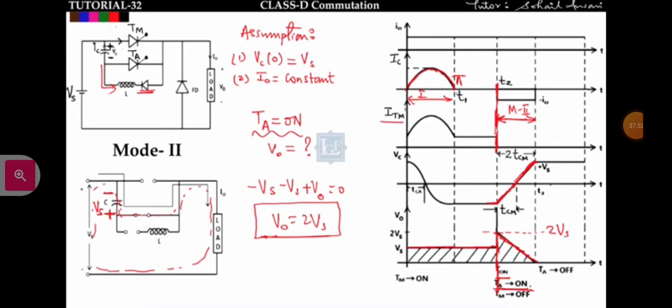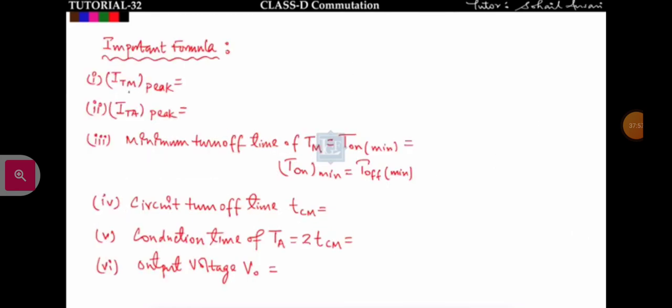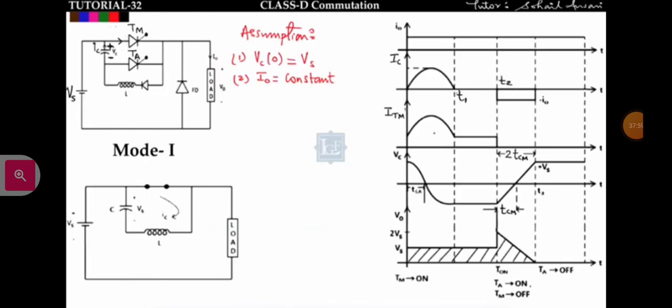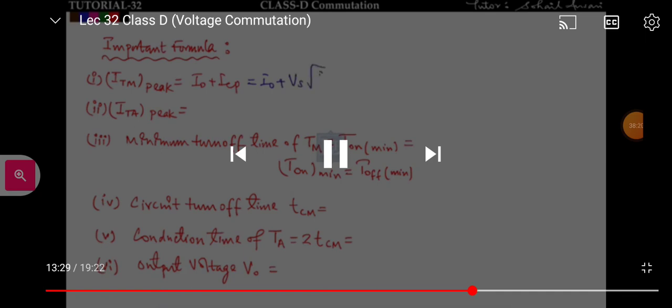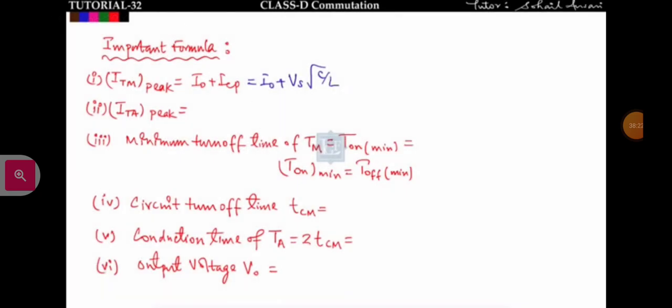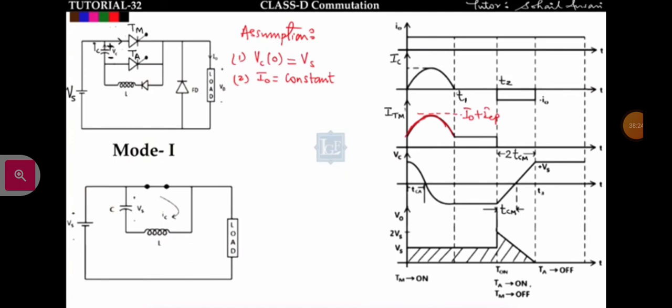Now we will find the formula in each and every mode. So first formula, we have to find the peak value of current in main thyristor. See the peak ITM waveform. This will be the peak value of current in main thyristor. This is equal to I naught plus ICP, we have already found. So peak value will be I naught plus ICP, that is equal to I naught plus Vs under root C by L.